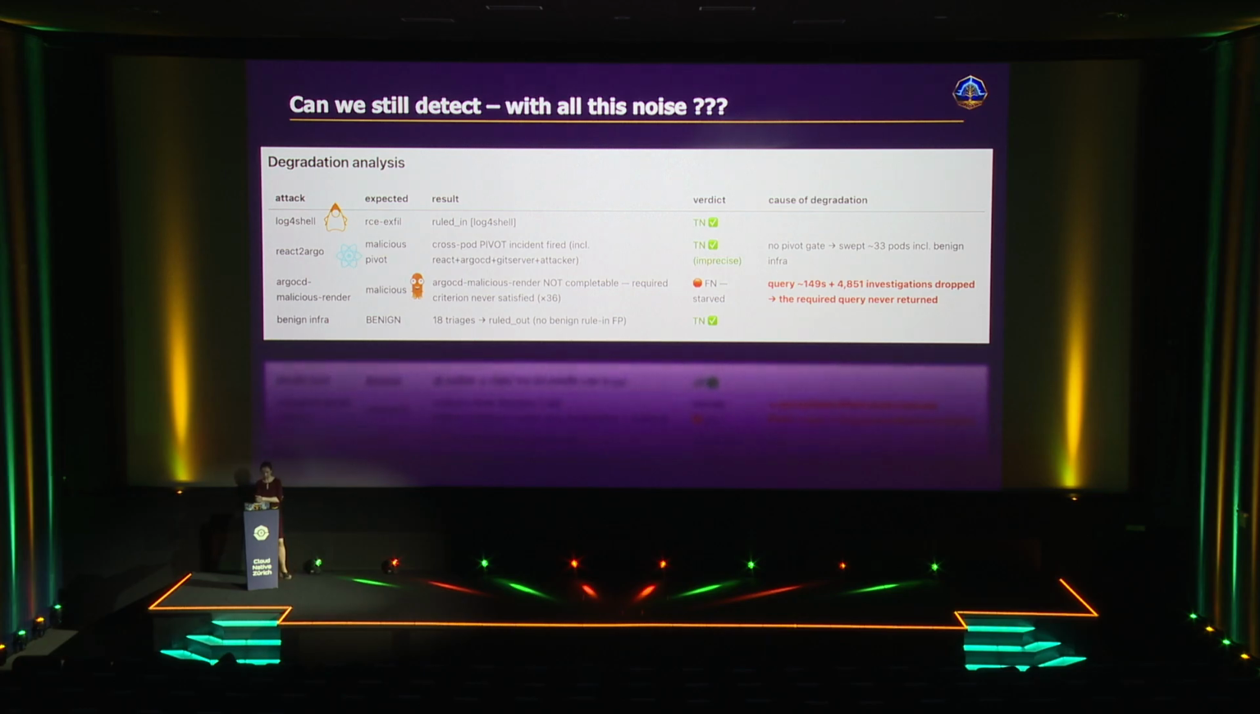We had one thing that didn't work out. The one thing that we couldn't correctly classify was the Argo malicious render. And here our algorithm, unfortunately, at the moment still gets starved out. That means it cannot query fast enough to resolve all of the potential investigations. The query went to 150 seconds, which is not great, and it was trying to resolve almost 5K investigations at the same time. So it was reporting a false negative here.